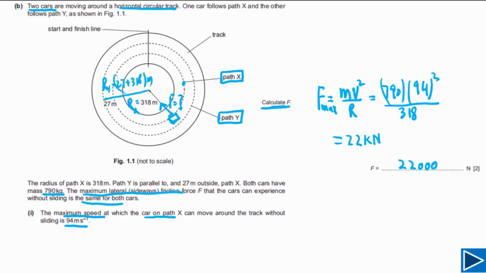And this question has 2 marks. The first mark is, if you have used this formula, you will get 1 mark, and that is the C1 mark. And the second mark is the answer mark. If you have got the right answer, you will get the second mark.